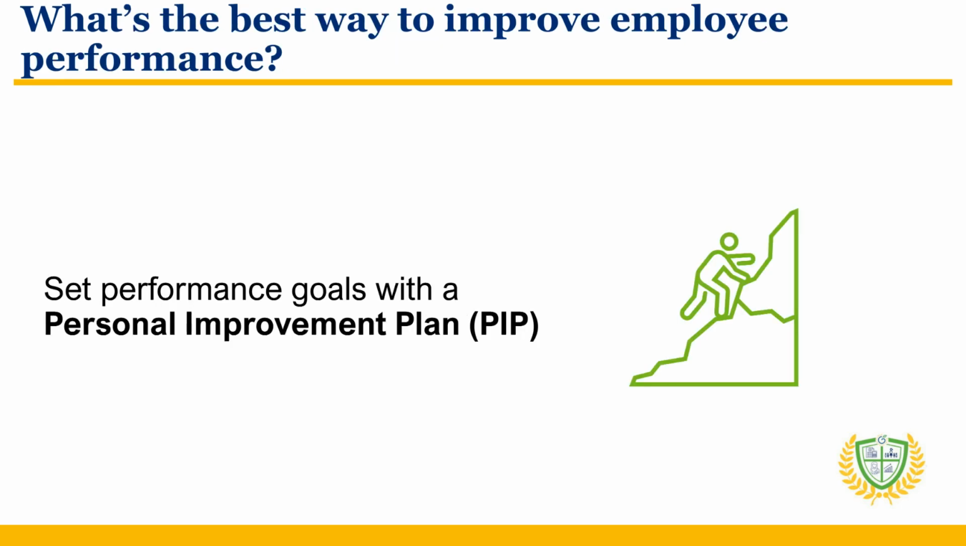Improving employee performance is a continuous process, and it requires a focused and proactive approach for setting clear expectations. This ensures that employees understand their job responsibilities and the performance expectations of their role. Such expectations can be set through a detailed job description, setting performance goals with the employee through a personal improvement plan, and providing regular feedback.